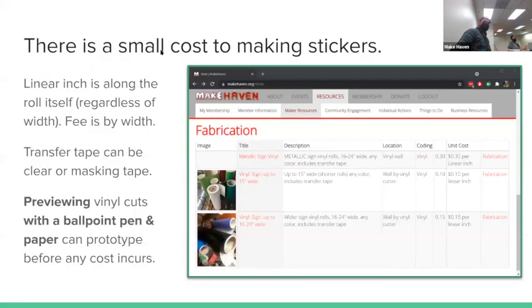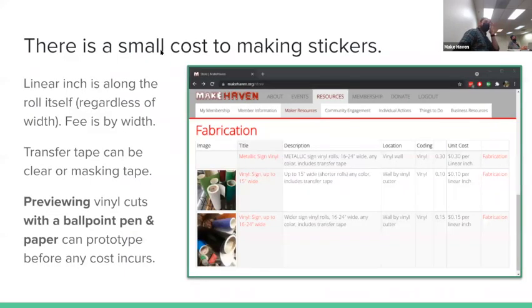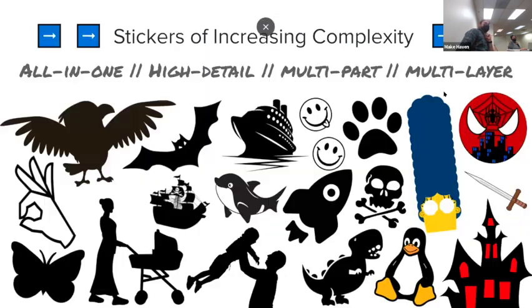Another thing that's worth mentioning within this system is that there is a small cost to making stickers. The material does have a cost. It's like 10 cents per inch, pretty cheap. If you want to make a sticker, it's usually just a couple of bucks, but worth looking at. But once you actually say, I want to make a sticker, you start to think about what you want your design to be.